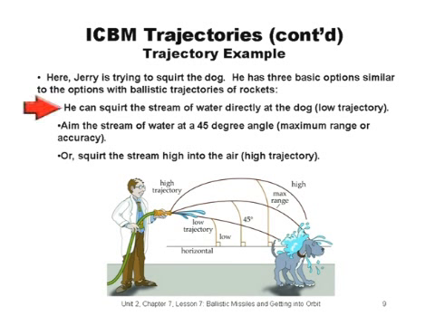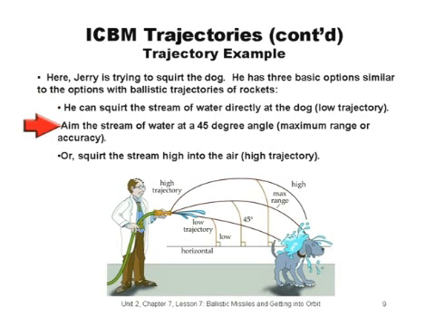Jerry can squirt the dog by simply pointing the stream of water directly at the dog. The path the water follows is slightly curved, and if the water stream is strong enough, Jerry can hit the dog with this low trajectory.